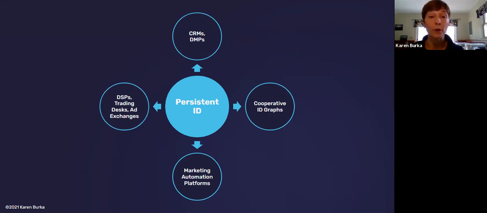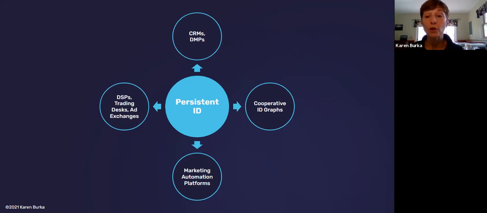So that can include your customer relationship management platform, your data management platforms. So you see those on top, CRMs, DMPs. You've got your marketing automation platforms for all your email campaigns. There's also, you want to use your APIs and plug your persistent ID into your external ad tech platforms, your demand side platforms, your trading desks, your ad exchanges.